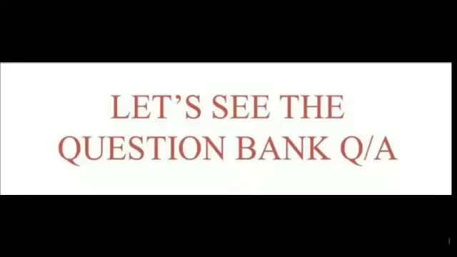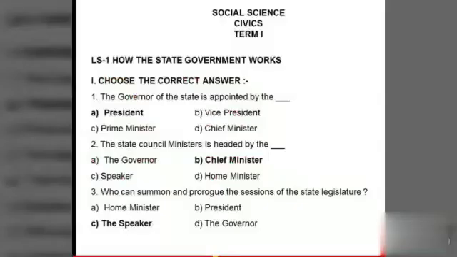Now, let us see the book back questions with answers, one by one. First, choose the correct answer. First, the governor of a state is appointed by the president. Second one, the state council of ministers is headed by the chief minister, who can summon and prorogue the sessions of the state legislature.